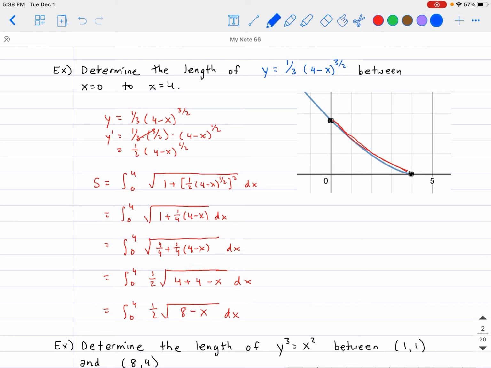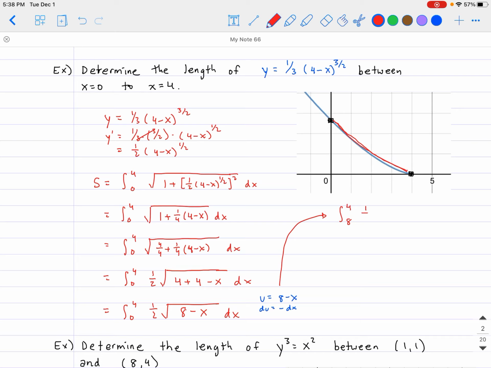We can solve this problem using a u substitution. Let u equal 8 minus x. So du would then be equal to negative dx. Continuing on the right-hand side with my boundaries, since u is equal to 8 minus x, my lower bound is now 8 minus 0, which is equal to 8, and my upper bound is going to be 8 minus 4, which is equal to 4.